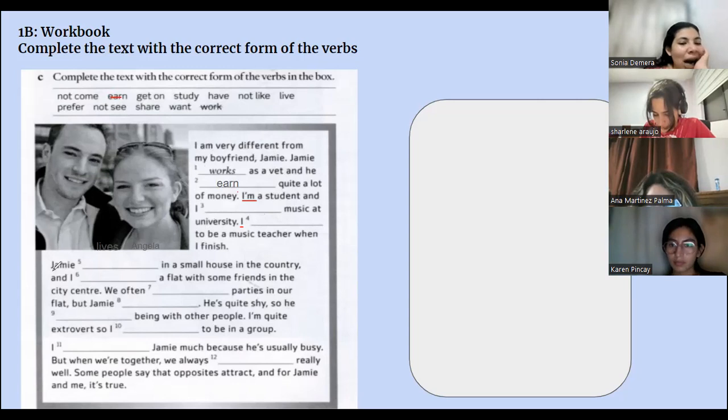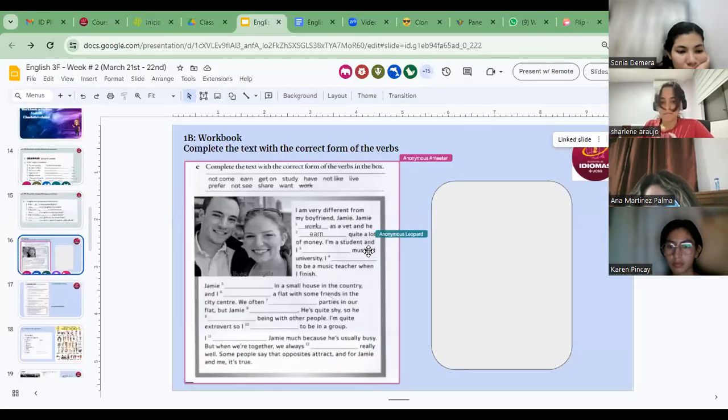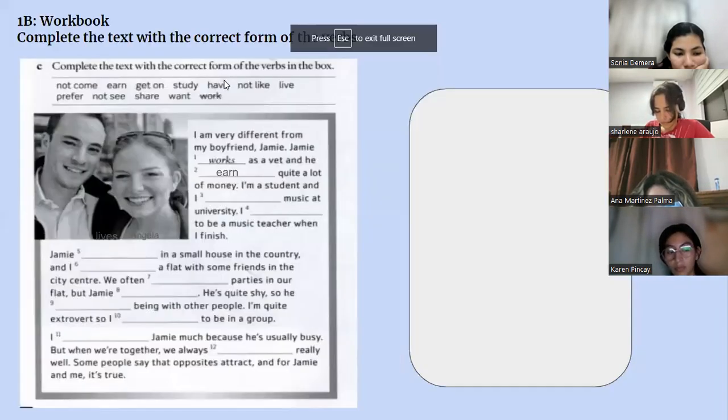Which one? Well, this is where we are. Let me see if you could write the words in here. Okay, what about number 3? I study music, right? And then she said, I want to be a music teacher when I finish. Hasta ahí vamos. Now, let's keep reading.